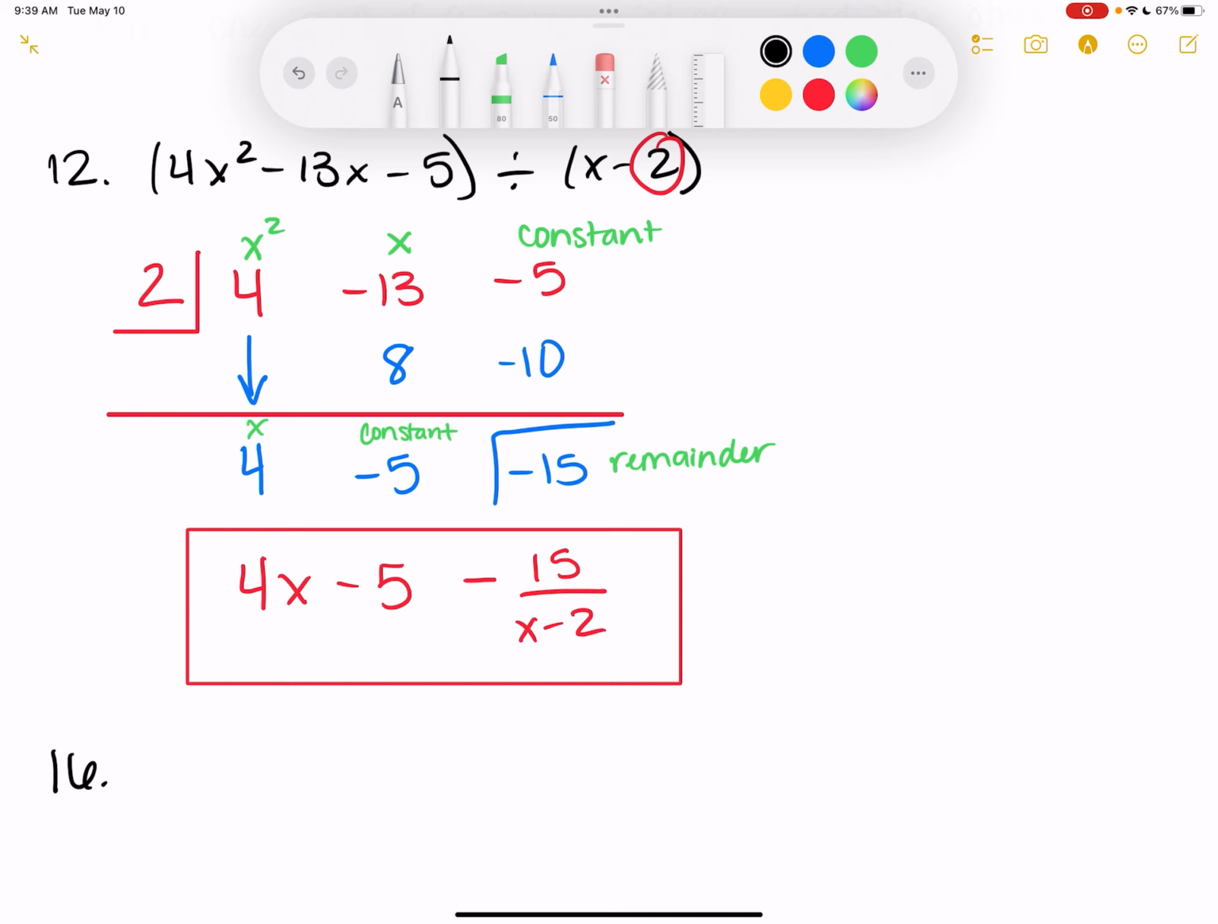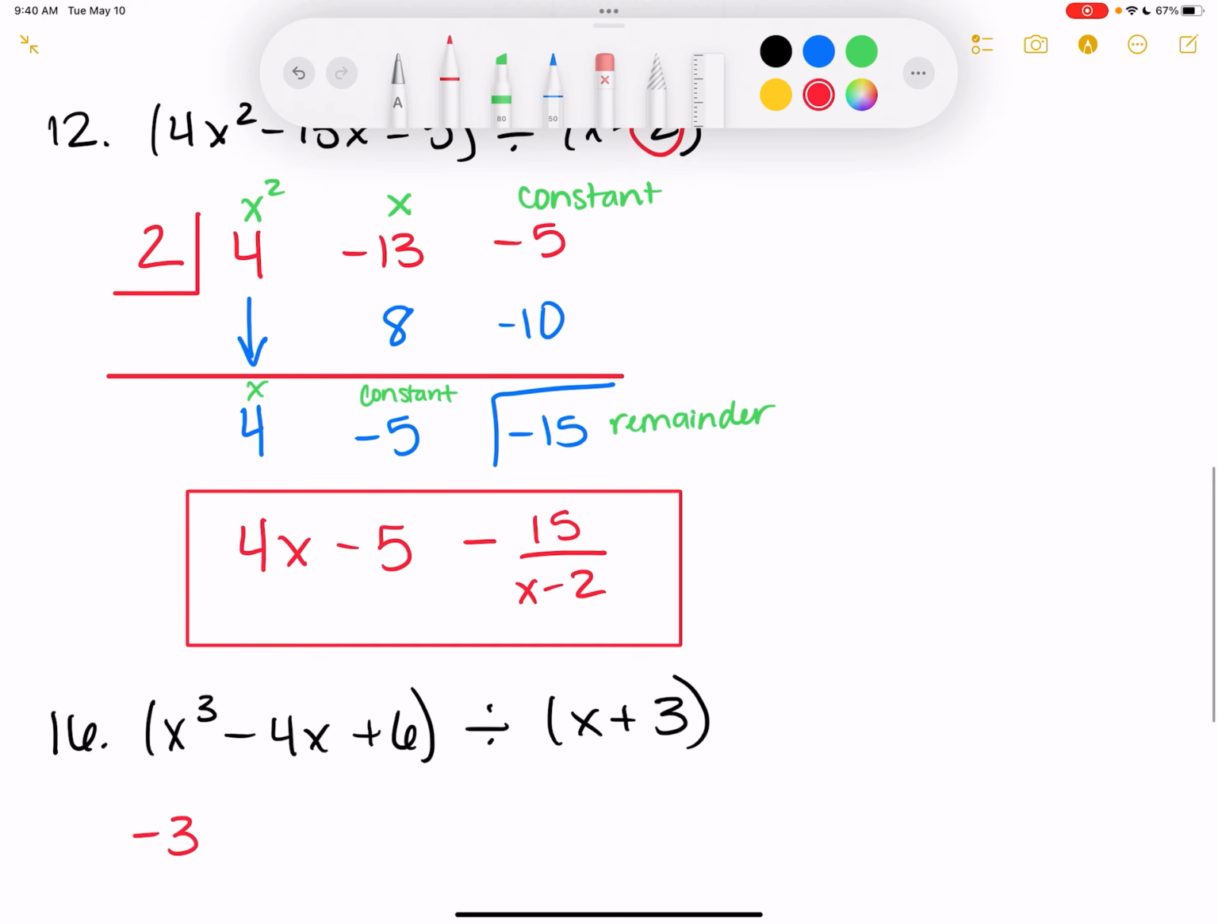All right, 16. X cubed minus 4x plus 6 divided by x plus 3. Okay, so what do we notice about this? It's x plus 3 instead of x minus 3. That means that the value that's going out front is going to be negative 3. Because I would need to make this x minus negative 3. Okay, and so then the negative 3 would be getting copied down.